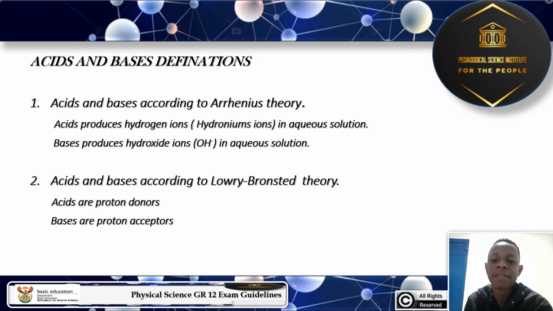So they have a cation. They are cation and they have 1 at the top. So we are saying acids are proton donors, bases are proton acceptors. So acids donate that H, and bases are going to accept that H whenever they are reacting. Those are the definitions according to Arrhenius theory and according to Lowry-Bronsted theory.